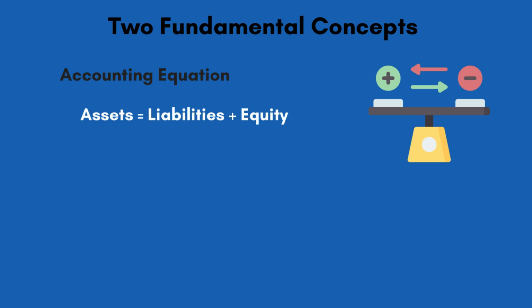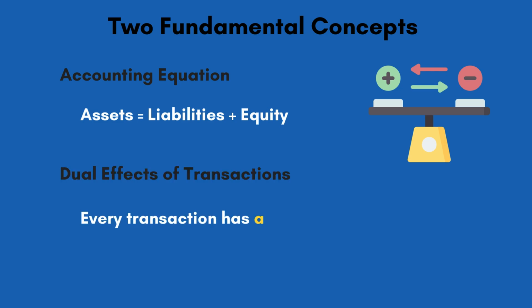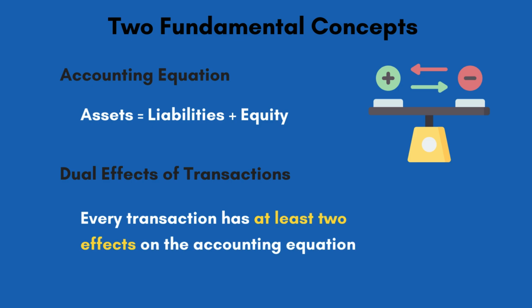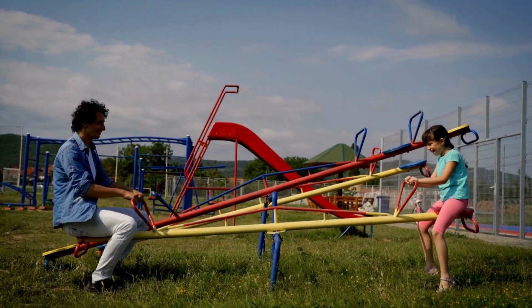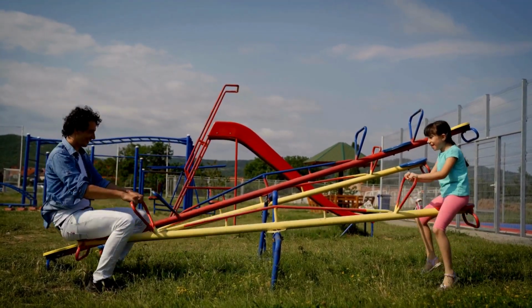First up, let's talk about the dual effects of transactions. Dual effect means that a transaction impacts at least two accounts to maintain the balance in the accounting equation. This is crucial because, for example, if only the amount of assets increases, the left-hand side of the seesaw would tip over, causing an imbalance.